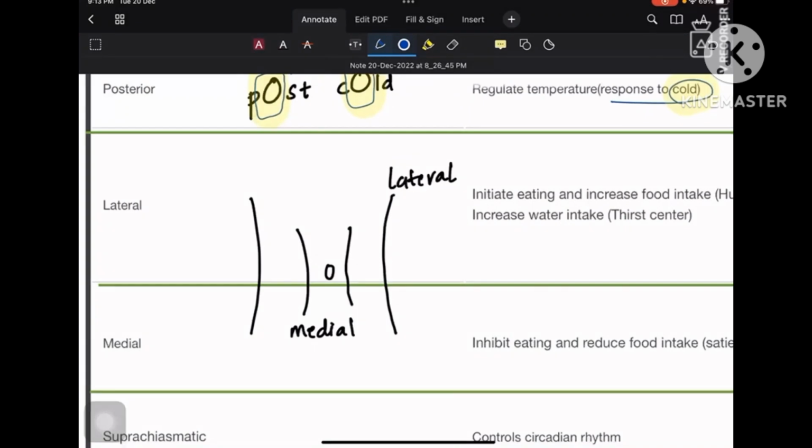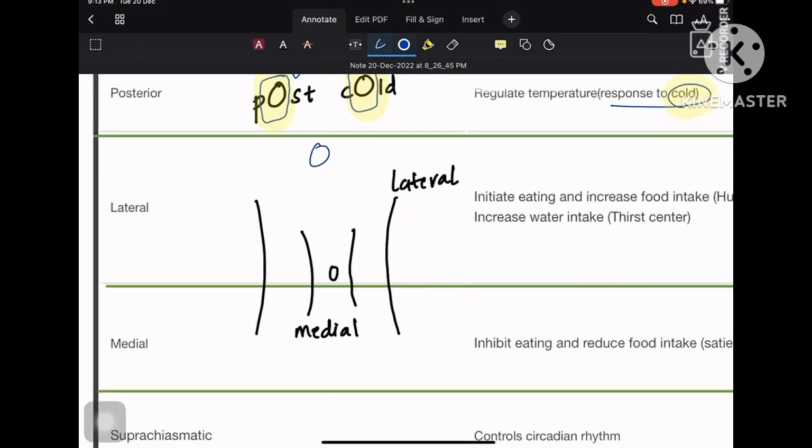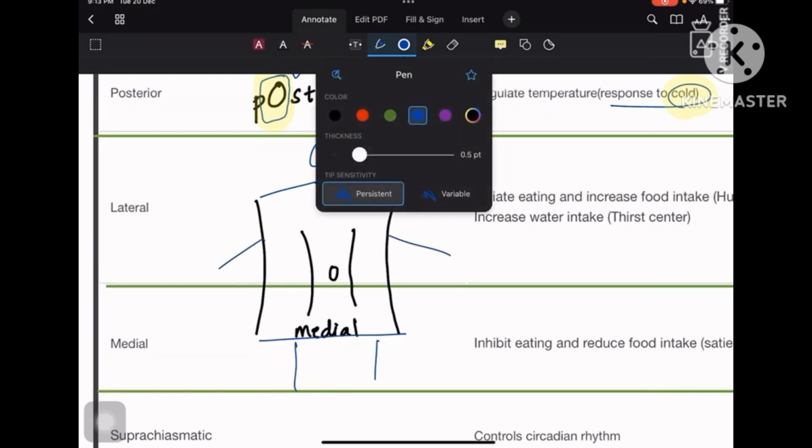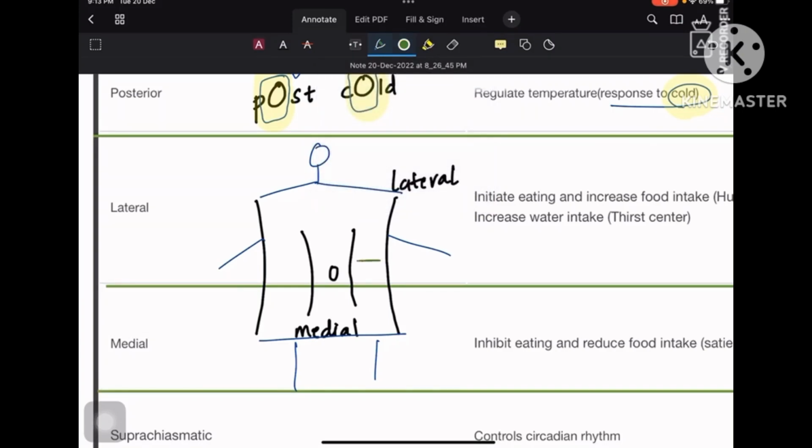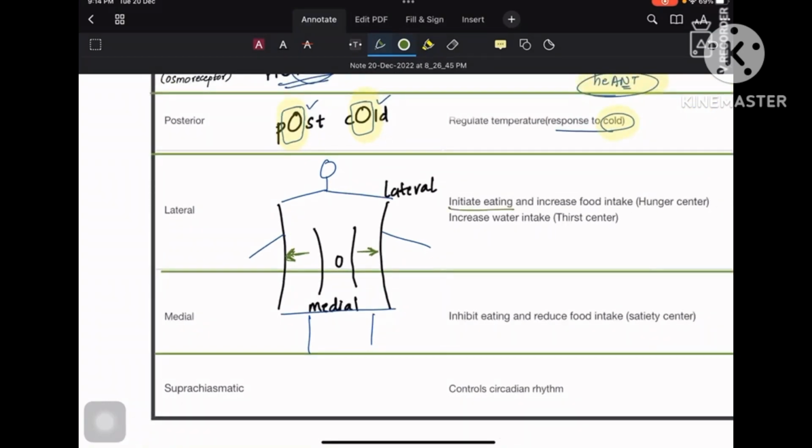And then comes the next two confusers, which is for increased appetite and which is for decreased appetite. So here I have got a diagram of a man. So let us suppose this is the abdomen of a man. So you grow laterally. Let me change the color. Yeah, you grow laterally when you eat more, right? So initiate eating and increased food intake and increased water intake, that is the hunger center and thirst center, increased signals via the lateral nuclei.